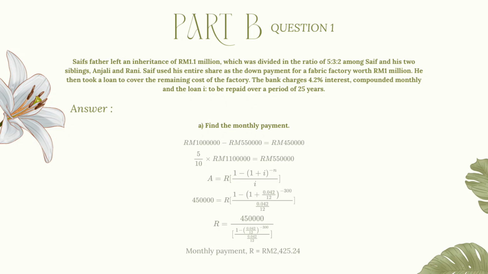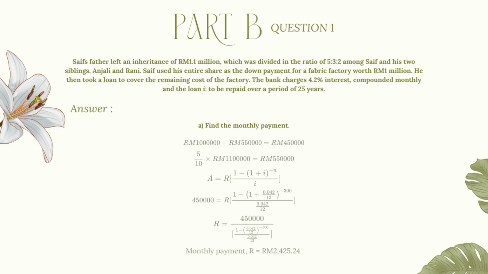Answer A. Find the monthly payment. 1 million ringgit minus 550,000 ringgit equals 450,000 ringgit. 5 divided by 10 multiplied with 1,100,000 ringgit equals 550,000 ringgit.